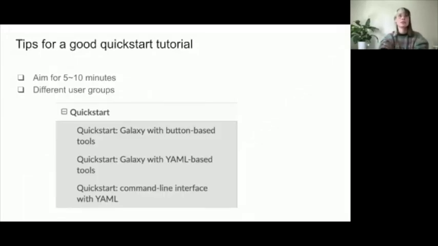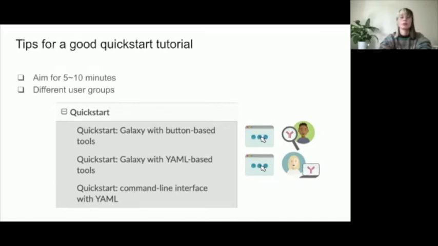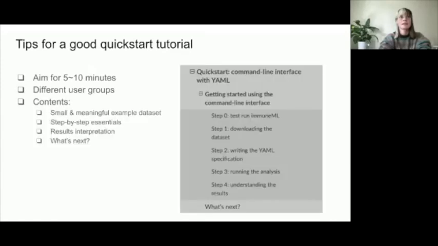And also for the quick start tutorial, you can think again about the different user groups that you have. So in the case of immuneML, we ended up with 3 different quick start tutorials. We have one for the immunologist on the Galaxy interface, one for the bioinformatician on the Galaxy interface, and one for the bioinformatician on the command line interface. And in the quick start tutorial, you want to provide a small but meaningful example dataset, and then just go step by step through the essentials of the analysis.